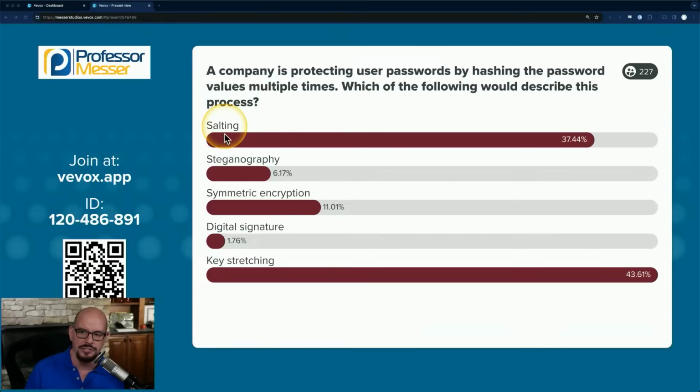It's just a single hash even then. We've got steganography. 6% of you chose steganography. Steganography, of course, is a way to hide data within a different type of media. So you're hiding data within a graphics file. You're hiding a document within a movie file. That's something that can easily be done with steganography, so that you can give someone a movie file or an image, but inside the image is data that normally you would not be able to see.